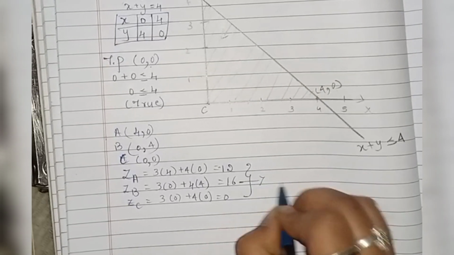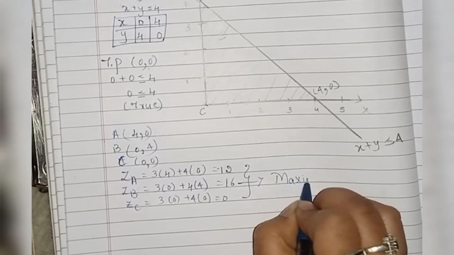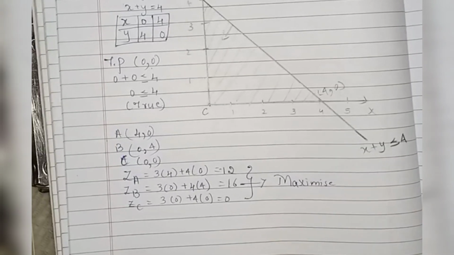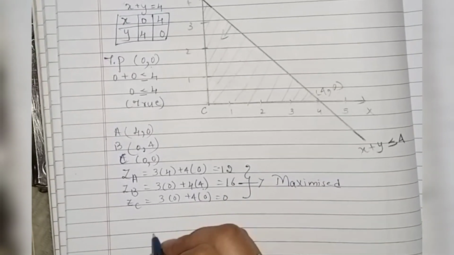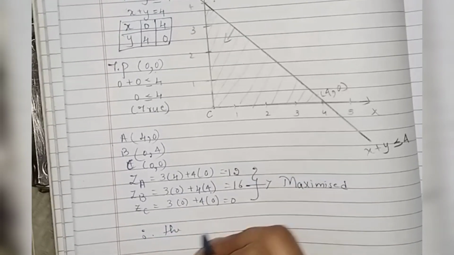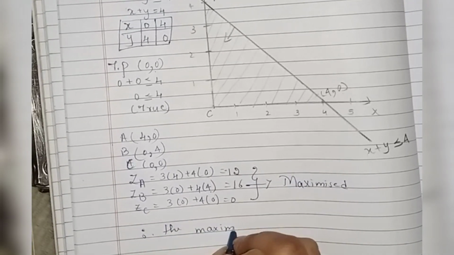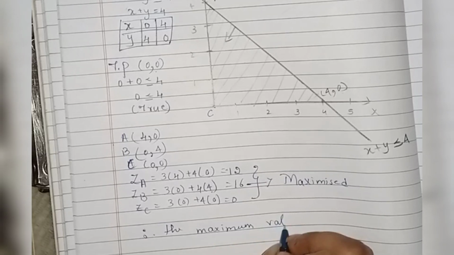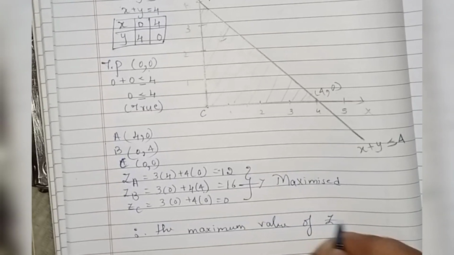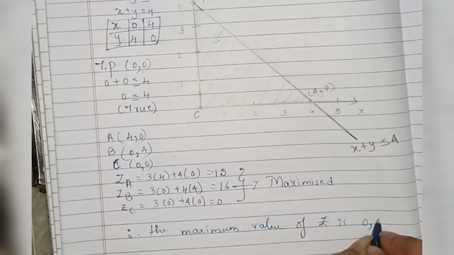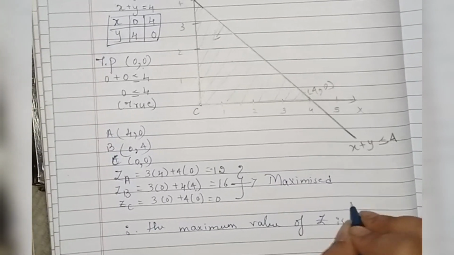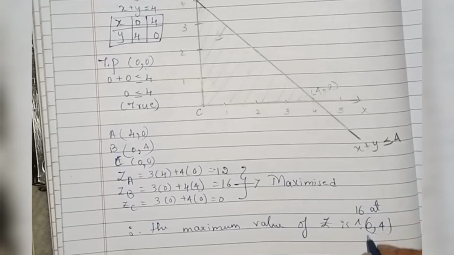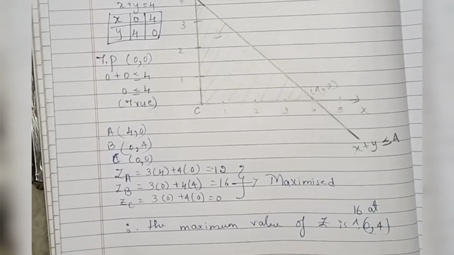Maximum value is 16. Therefore, it is maximized at 0 comma 4. Okay. We have to write, therefore, the maximum value of z is 16 at 0 comma 4. This must be our answer.